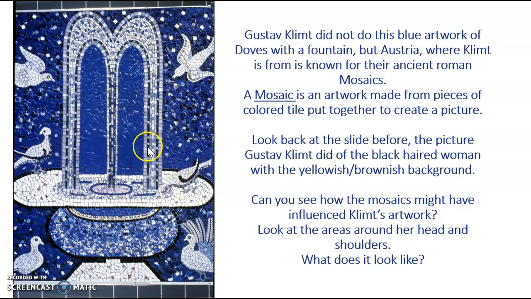Klimt did not do this blue artwork on the left here of the doves with a fountain, but Austria, where Klimt is from, is known for their ancient Roman mosaics. A mosaic is an artwork made from pieces of colored tile put together to create a picture. Look back at the slide before, the picture Gustav Klimt did of the black-haired woman with the yellowish and brownish background. Can you see how the mosaics might have influenced Klimt's artwork?